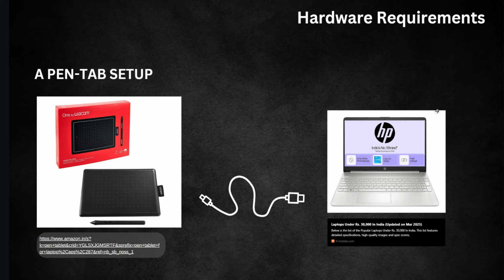i9 is used by a graphic designer or a video editor who has to churn out lots and lots of videos. But if you're just a teacher, I think the budget of this entire setup will be around 40k. It will not exceed 40k. You can do a simple search on Google on what are the best laptops under 30,000 that have an i3 processor, and you are going to get really good ones.